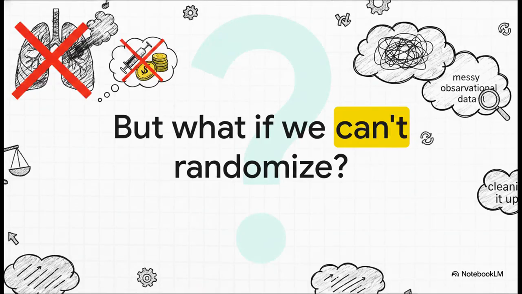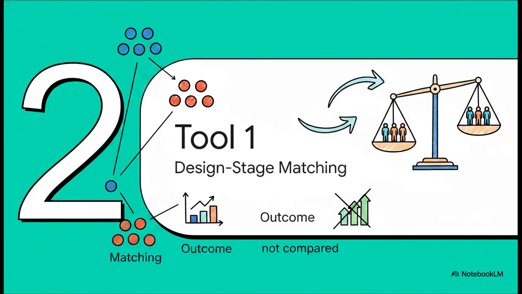But, here is the real-world dilemma. What if we simply can't randomize? Think about it. You can't just force a random group of totally healthy people to smoke cigarettes just to see what happens to their lungs. It's unethical. Or sometimes it's just physically, practically, or financially impossible to run a massive trial. In those situations, investigators are forced to rely on messy observational data, and they have to roll up their sleeves and clean it up themselves. Which brings us to the first really powerful tool in our statistical toolkit.